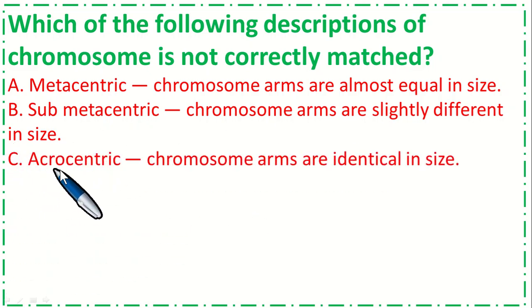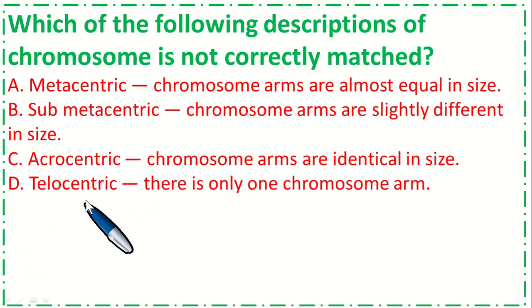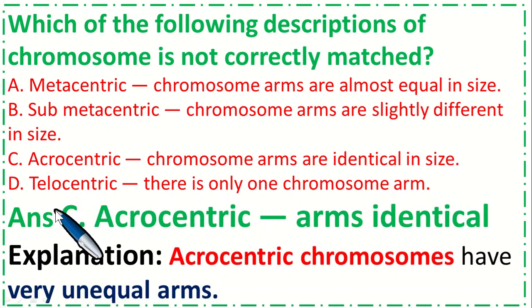Option C, acrocentric chromosome arms are identical in size. And option D, telocentric, there is only one chromosome arm. So the correct option is C, acrocentric. The chromosome arms are identical in size. So the explanation is acrocentric chromosomes have very unequal arms.